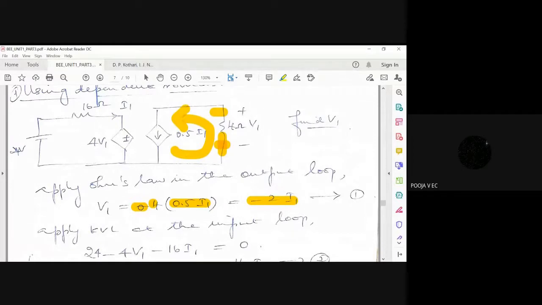Sir, in the question itself, they have given the polarity of the 4 ohm resistor, plus and minus. That should be assumed, then. If the polarity is not given, and they just mention find the voltage across the 4 ohm source, you are free to assume any direction.